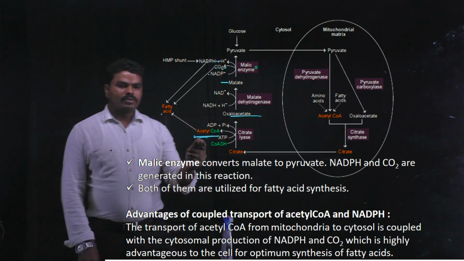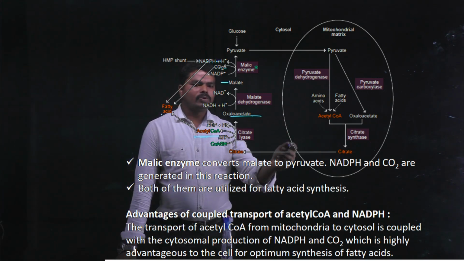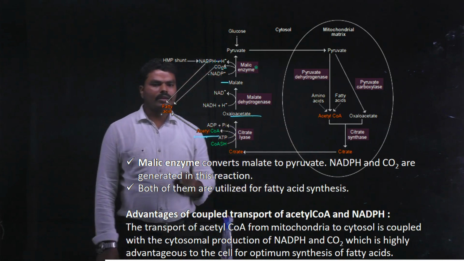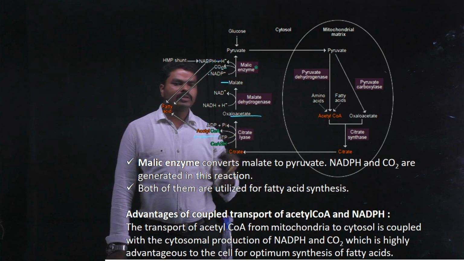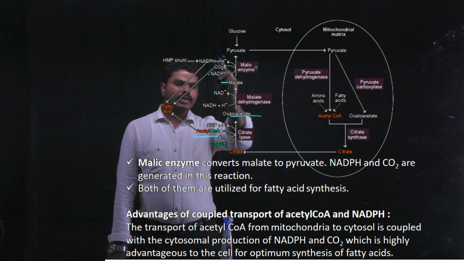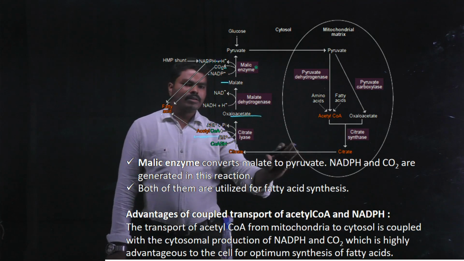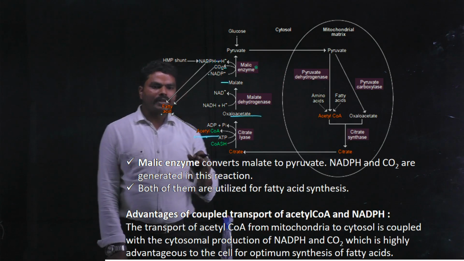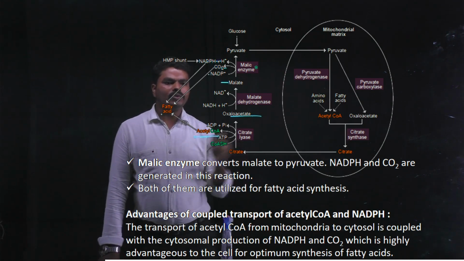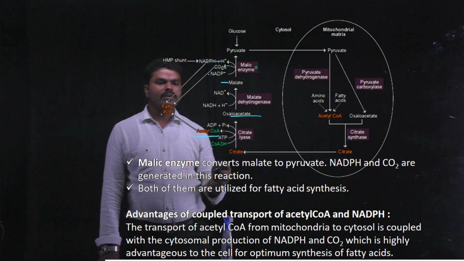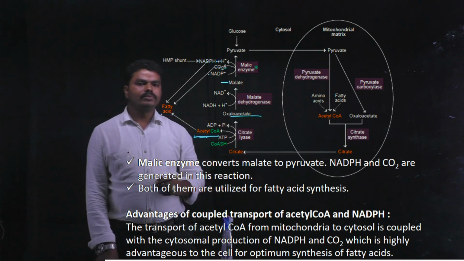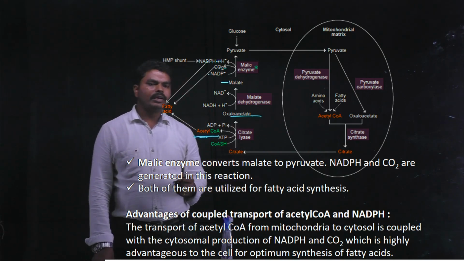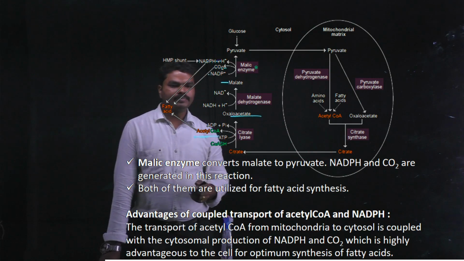Okay. So the advantage of this coupled transport of acetyl-CoA and NADPH is that the transport of acetyl-CoA from mitochondria to the cytosol is coupled with the cytosolic production of NADPH. So there is a coupled transport. The advantage of this is to produce the cytosolic NADPH and CO2, which is highly advantageous for the cell for optimum synthesis of fatty acid. So this coupled transport of acetyl-CoA and NADPH is very much important.